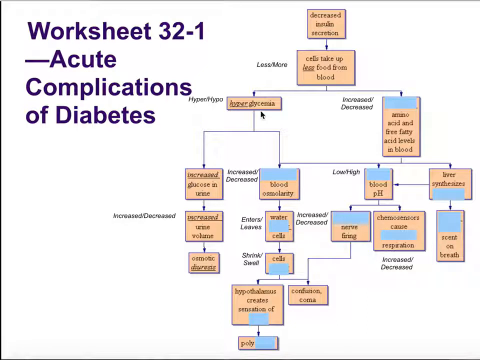If you have hyperglycemia, that means your blood osmolarity will also be high because of all those solutes. And water follows solutes, so water will then leave your cells into the blood because it's more hypertonic. And if water is leaving, your cells will shrink. Obviously that can contribute to confusion, maybe putting you into a coma. But if your cells are shrinking, your hypothalamus will create a sensation of thirst. And that will lead to polydipsia, so that you're constantly drinking to try to replace the water.